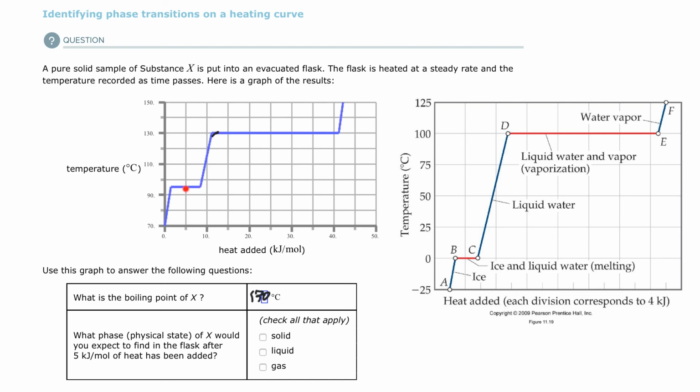So halfway between, you're going to have some solid still, because not all of it has melted. It's not going to all melt till it gets to here, but some of it started to melt. So you're going to have kind of a halfway point, and so you're going to have some solid and some liquid at 5 kilojoules per mole of heat. Okay? Hope you learned something today.